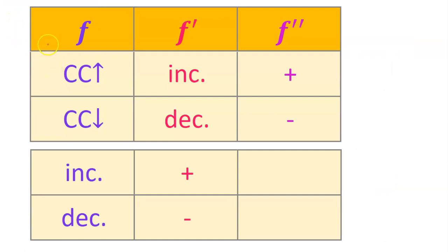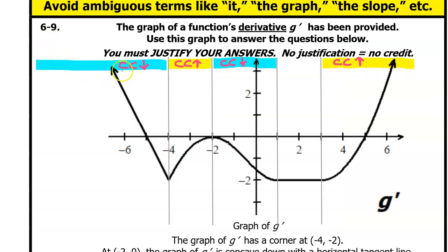But we are supposed to graph function g, so we need to translate this information into information about function g. If g prime is increasing, then g will be concave up. If g prime is decreasing, g will be concave down. So function g will be concave down in the blue intervals and concave up in the yellow. In this interval, g will be neither concave up nor concave down. In other words, g will be linear in this interval.